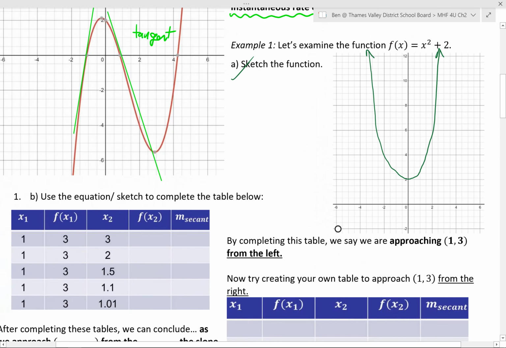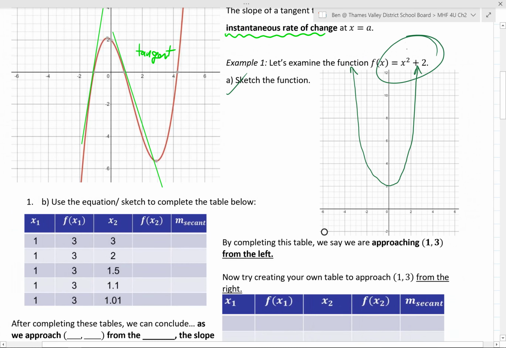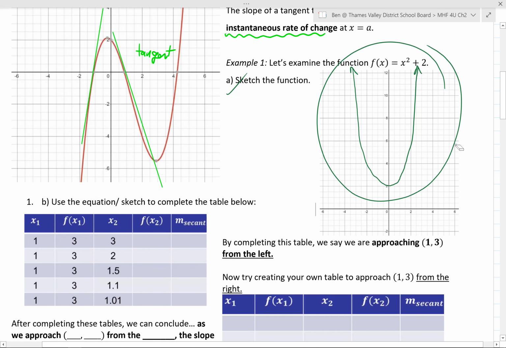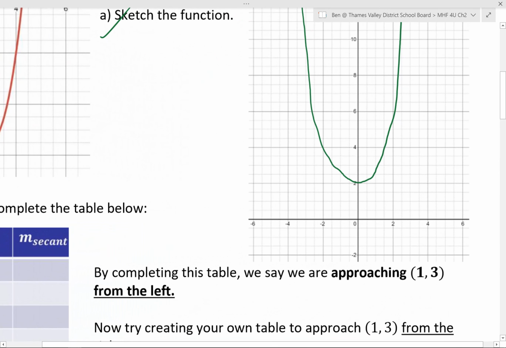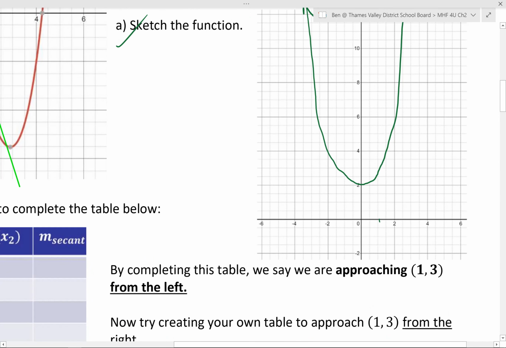And then I want to use the equation that I'm given up here, or I can refer to my sketch, to complete the table below. So in this table, what we're working to find is the slope of the secant between two points that are getting closer and closer together. So first, our 2 points are where x equals 1 and where x equals 3. Where x equals 1 here, and if I had sketched a little bit nicer, then it may have been useful. That's right here. Where x equals 3, that's much higher, right?